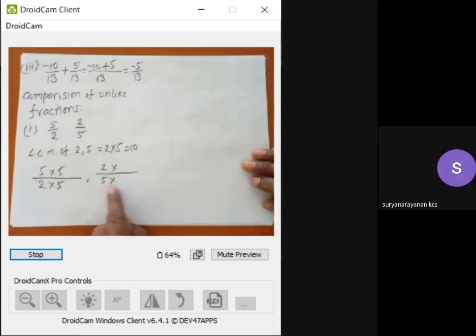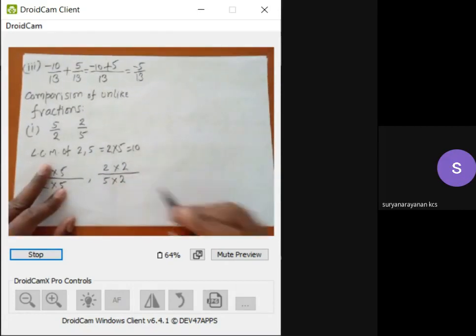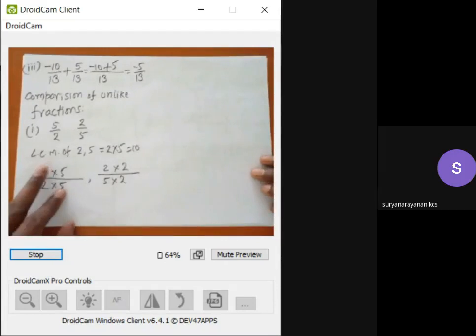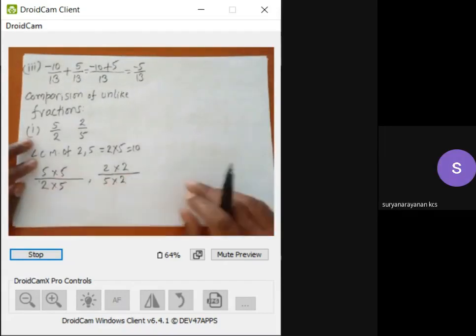Similarly, we follow the same steps here. Here, 5 into some number in the denominator should be equal to 10. Which number should be written here? 2, sir. 2. Yes. So in the numerator as well as in the denominator, we write the same number. Whatever number you are writing in the denominator, we should write the same number in the numerator also. Got this point, my children? Yes, sir.